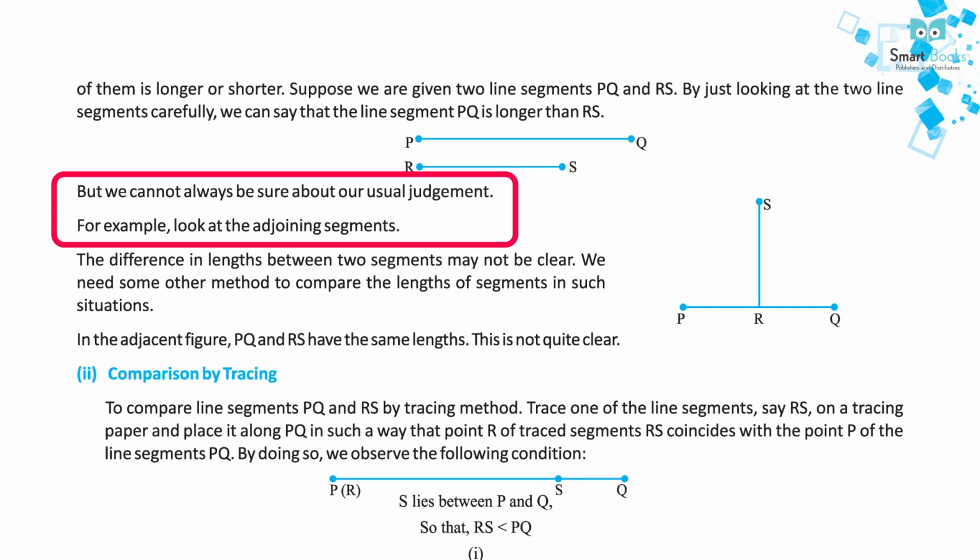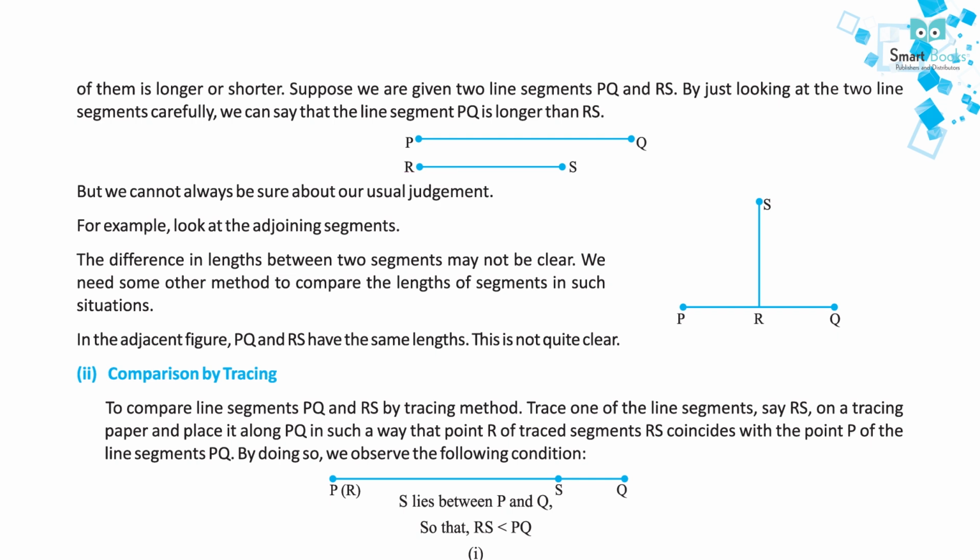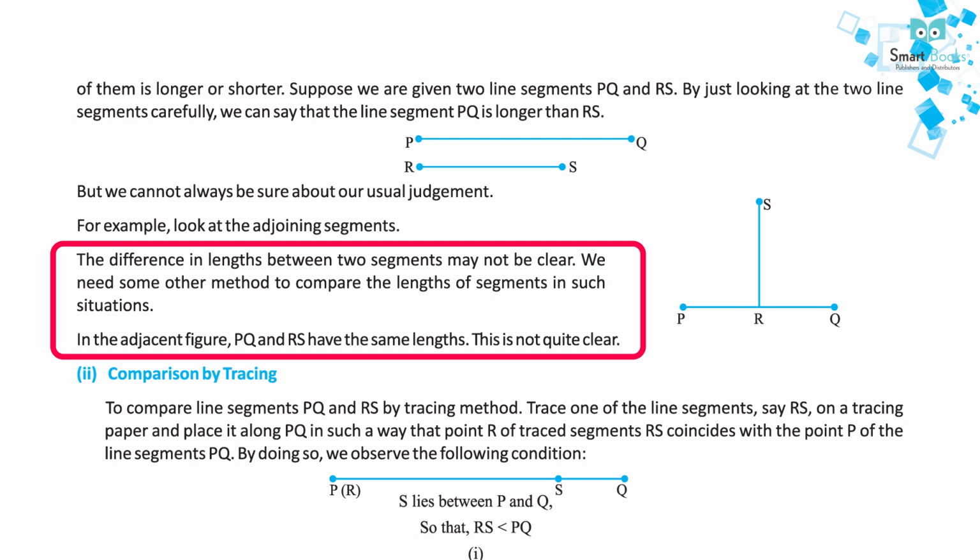For example, look at the adjoining segments. The difference in length between two segments may not be clear. We need some other method to compare the lengths of segments in such situations. In the adjacent figure, PQ and RS have the same length. It is not quite clear.